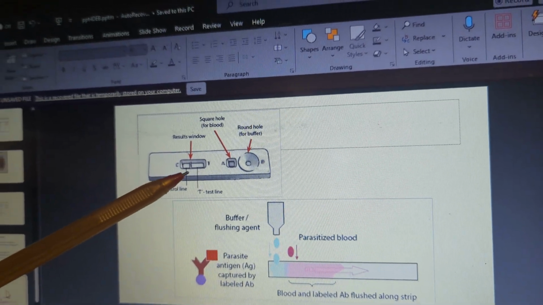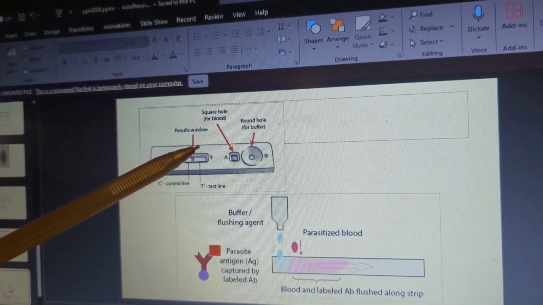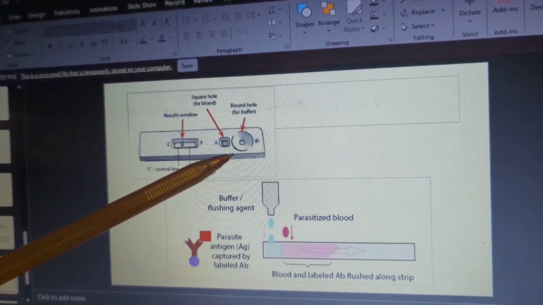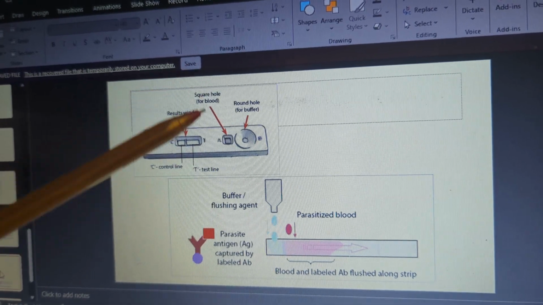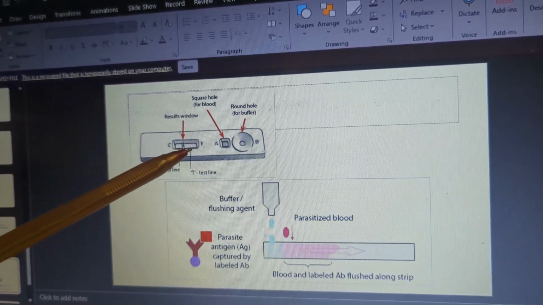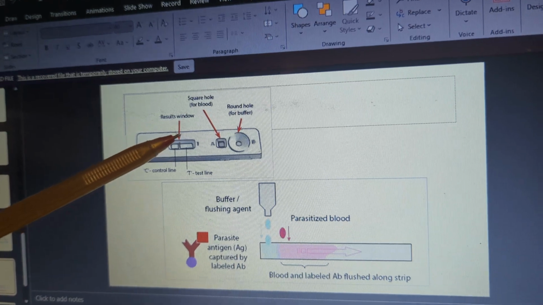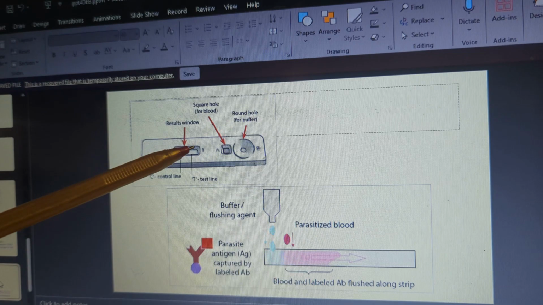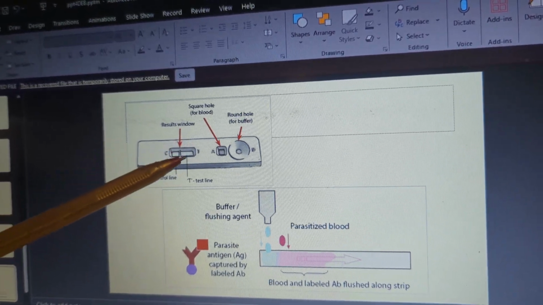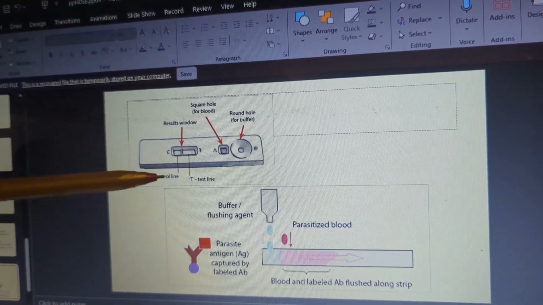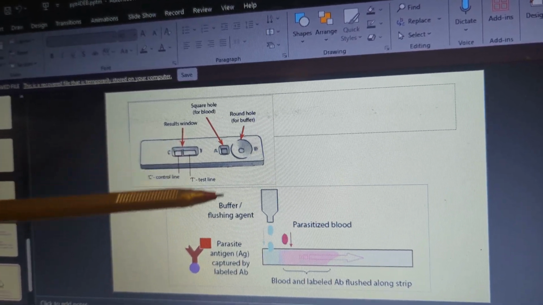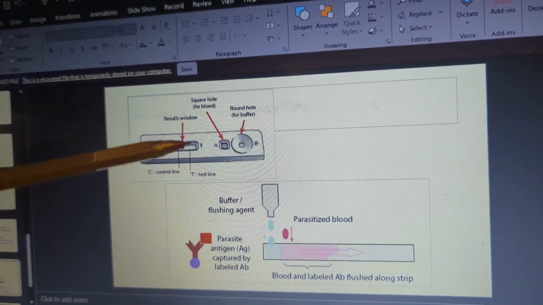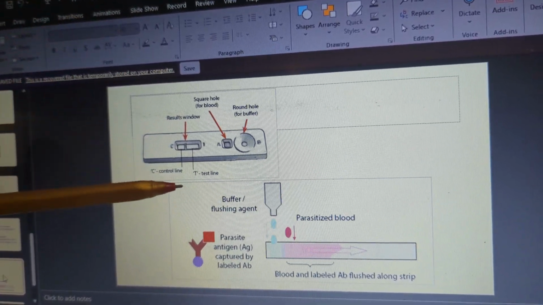On the T line, there is a fixed antibody. If the sample is histidine-rich protein positive, malaria positive, it will bind to that histidine-rich protein 2, because the antibody is fixed on the test line. It will bind all the available molecules in the positive sample, and that binding will generate a color. That is the design of these immunochromatographic tests. The color is generated because of a color complex.